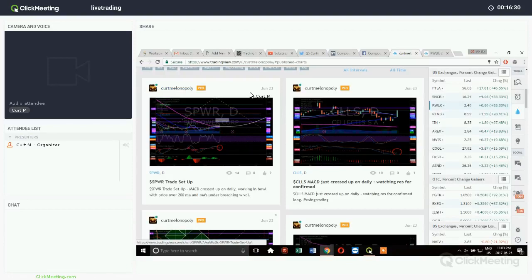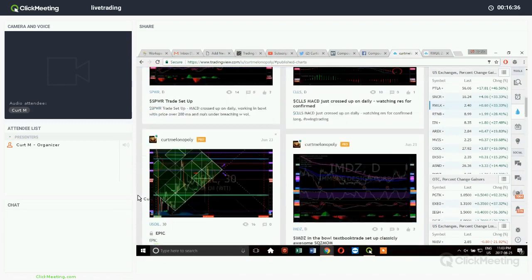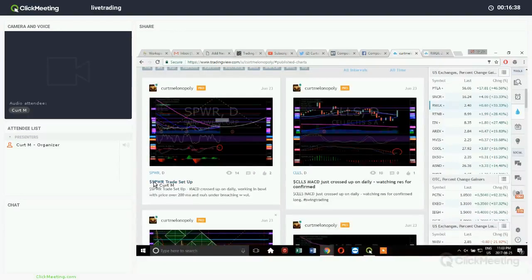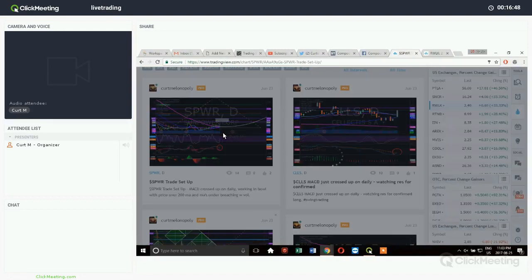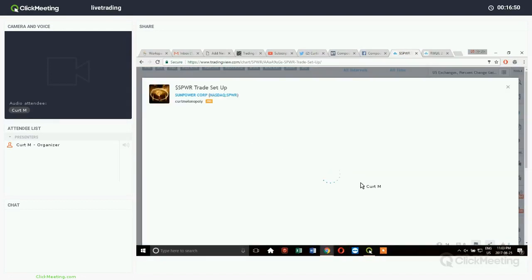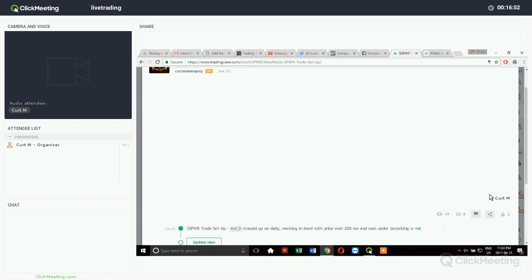So this was on Friday, right? June 23rd. You can tell if they're public or not because there's a locked symbol by the ones that are locked. But anyway, SPWR was one trade setup I was looking at from Friday. Well, let's open this one really quick because this will give you a quick idea, without having to run through a whole bunch of them, of one of the main setups that I look for.